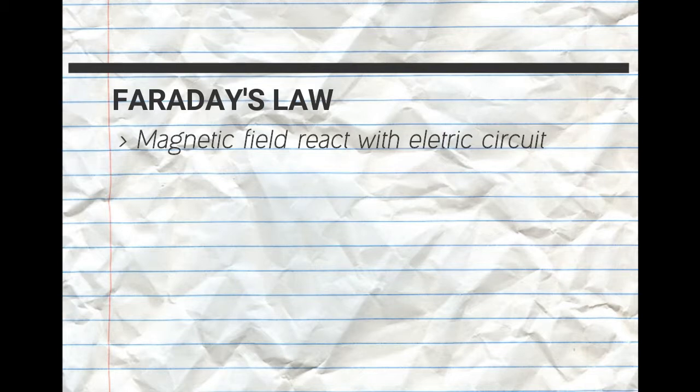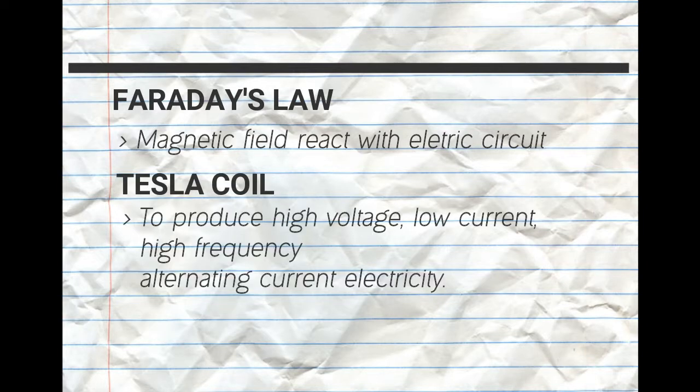So basically our experiment is about Faraday's law. Faraday's law of induction is a basic law of electromagnetism predicting how a magnetic field will interact with an electric circuit to produce an electromotive force. It's also called electromagnetic induction. So our experiment used a Tesla coil. It is used to produce high voltage, low current, high frequency alternating current electricity.